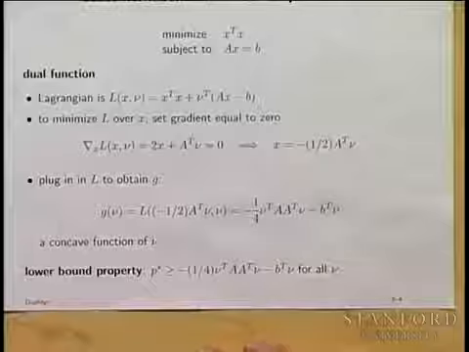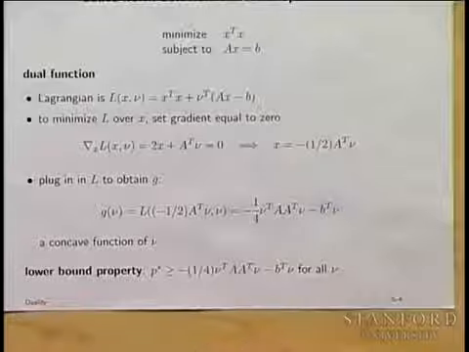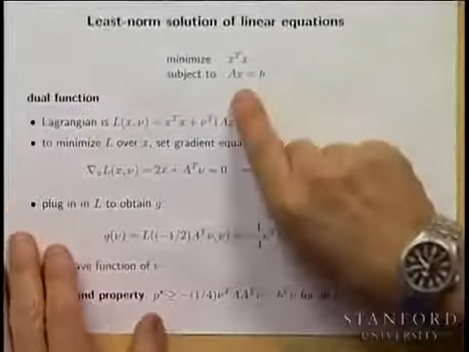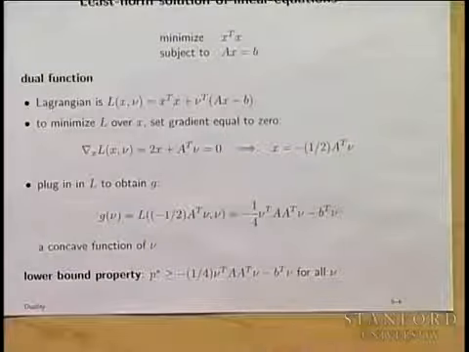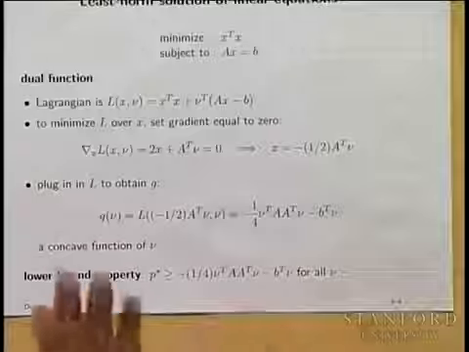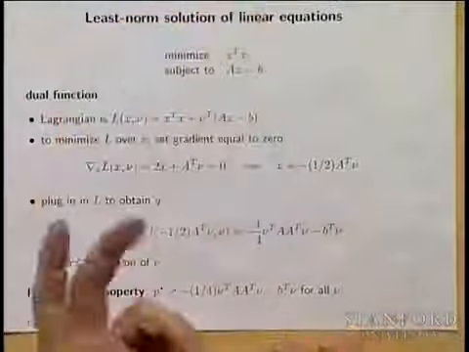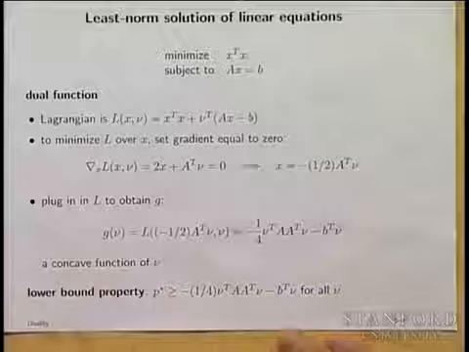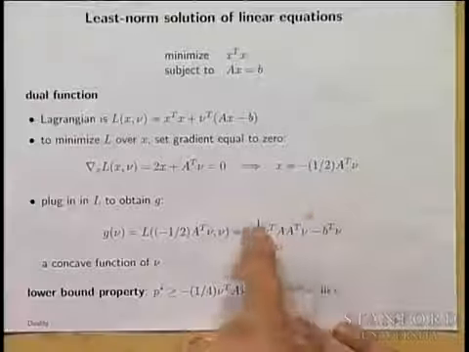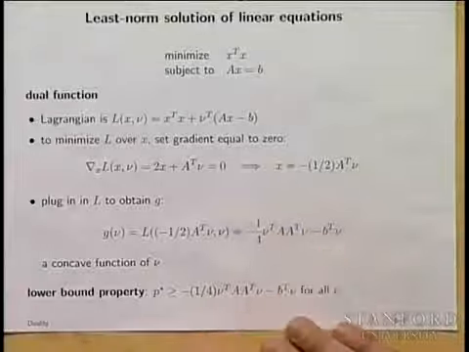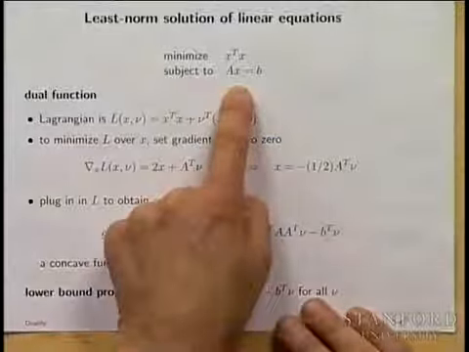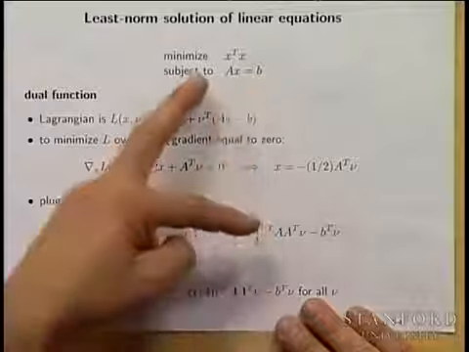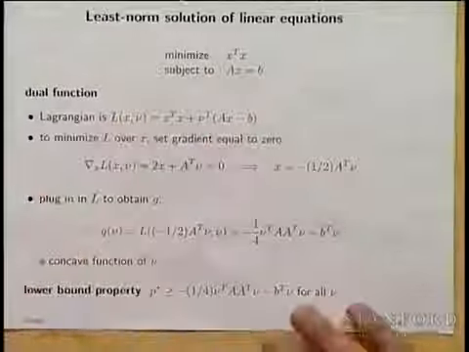Now, here's what's interesting, and we've already learned something. It's not a big deal, because I know how to solve this problem. But look at this. What it says is the following. If you come up with any vector nu at all, which is the size of b, let's call that m, and you simply evaluate this function, then whatever number you get is a lower bound on the optimal value of this problem. Period.